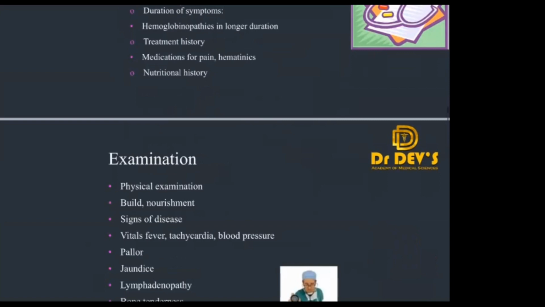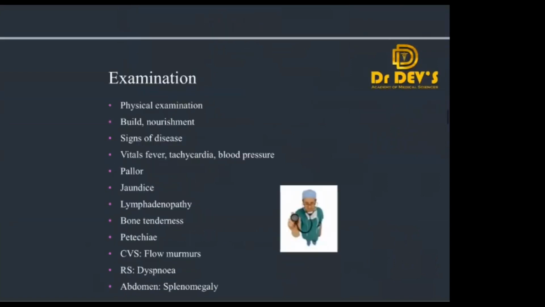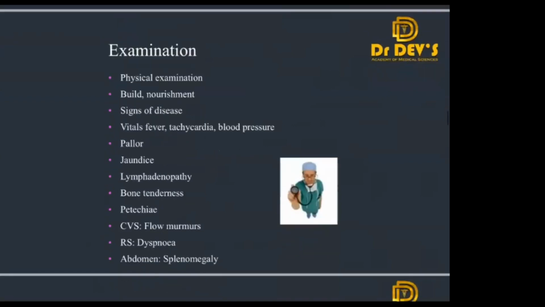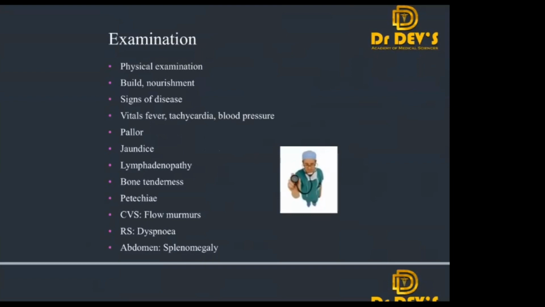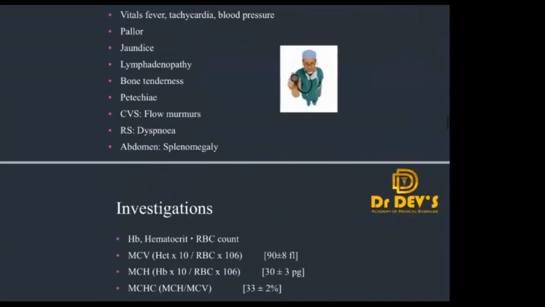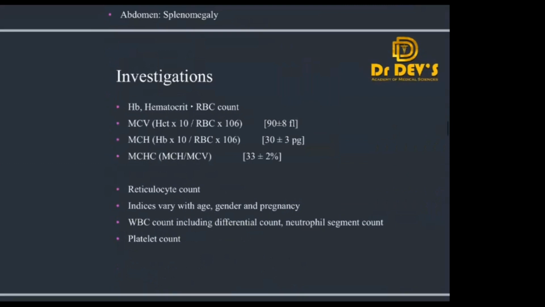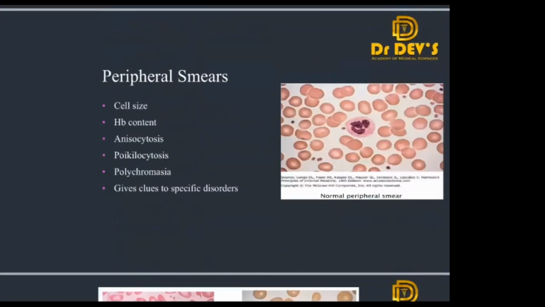What are the points we will see in the examination? All the signs of malnourishment, pallor, jaundice, and any bony tenderness, which will support multiple myeloma as a cause. Petechiae, which signify the patient also has thrombocytopenia or a platelet defect, and any murmur or splenomegaly. Investigations I have described. What are the findings we can see in the peripheral blood film? The cell size.